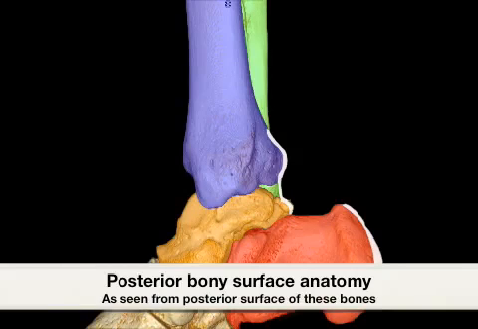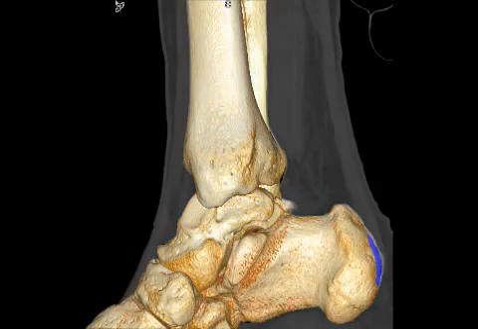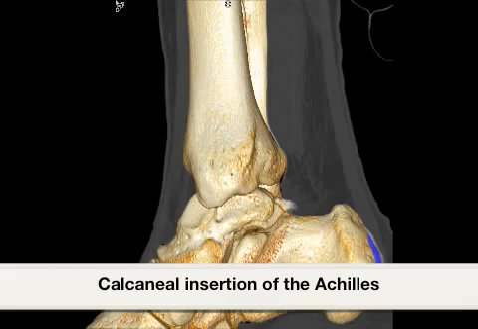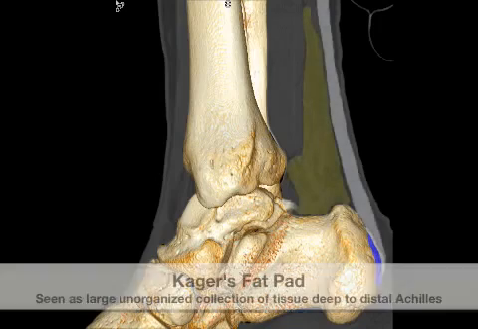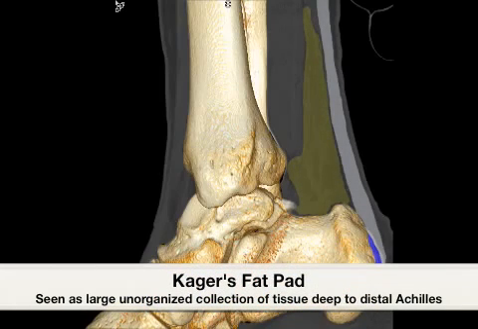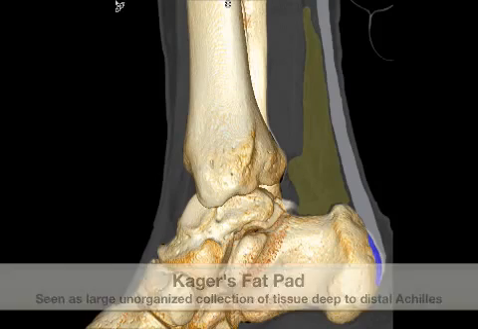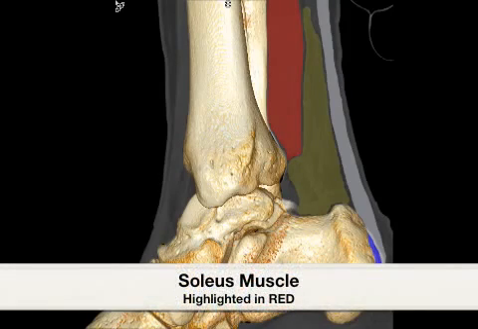Here is a superimposed CT scan at the mid-sagittal line of the posterior ankle to put into perspective our general field of view. The blue rim highlighted at the posterior calcaneus is the actual insertion of the Achilles tendon. Highlighted here in yellow is Kager's fat pad, an unorganized collection of tissue deep to the Achilles tendon. The red indicates the soleus muscle, which is deep to the Achilles tendon and deep to the proximal Kager's fat pad.